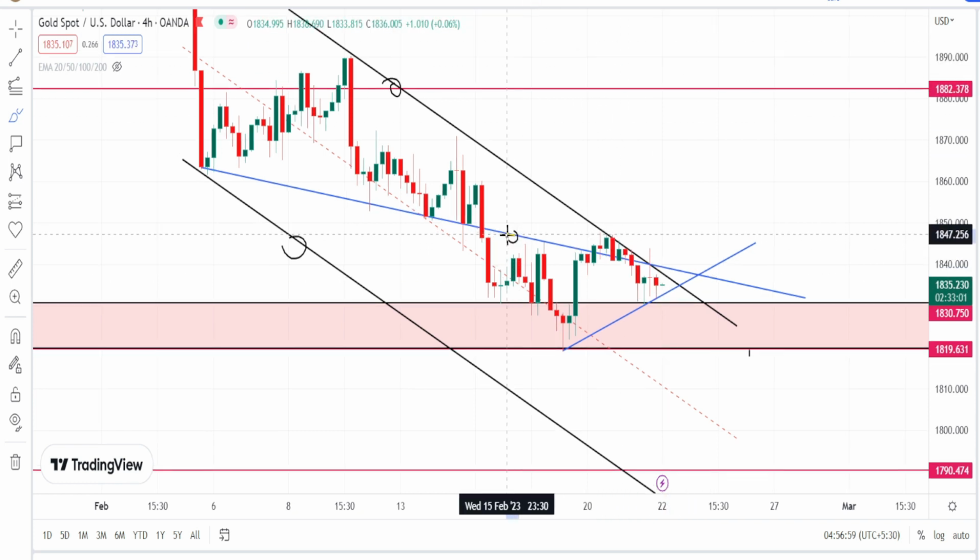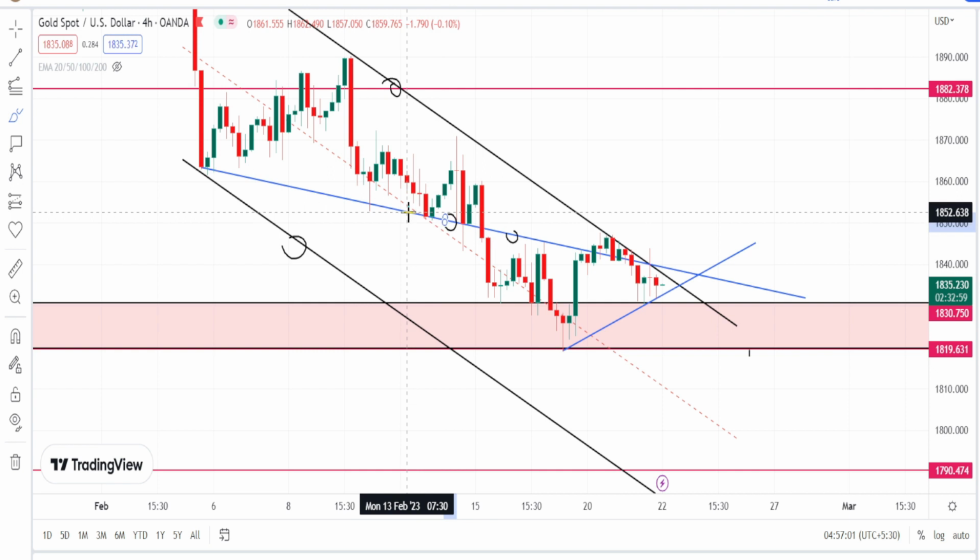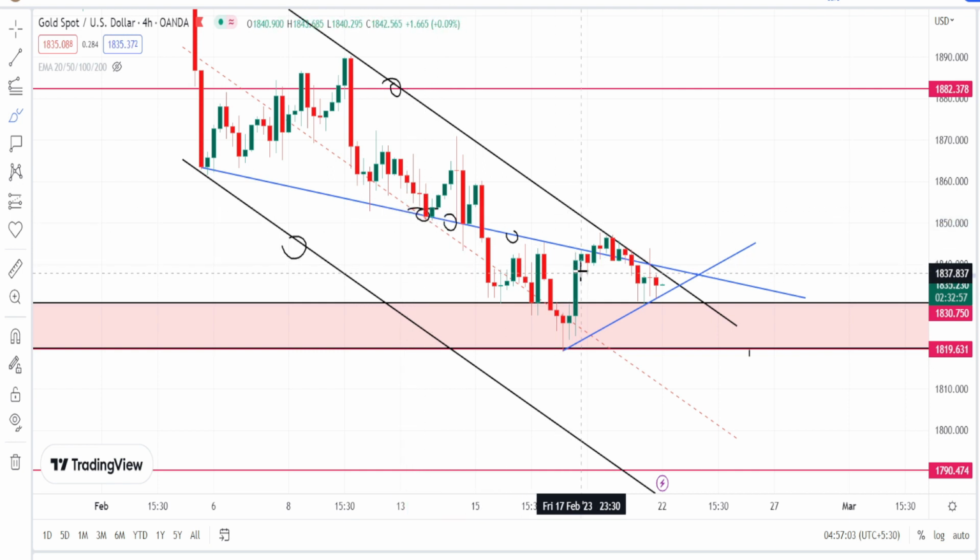Since yesterday's price action has breached this resistance line several times, we have noticed it to breach on the bullish side and also on the bearish side. This line will become invalid.